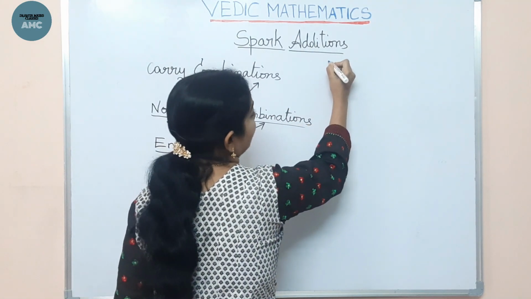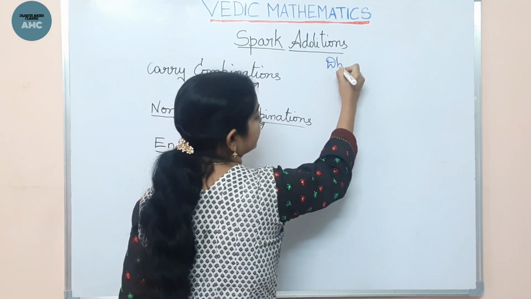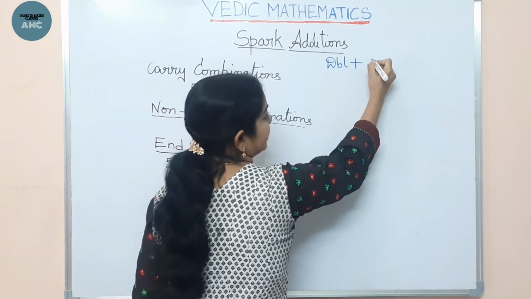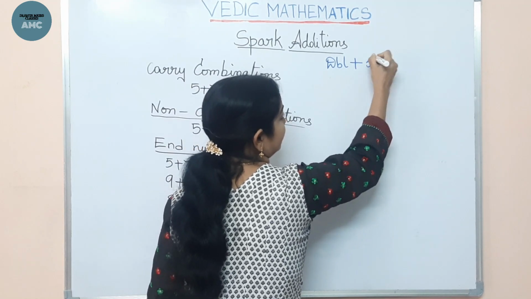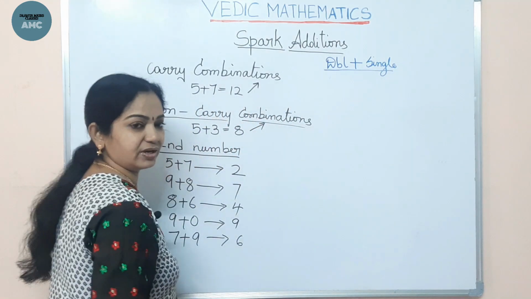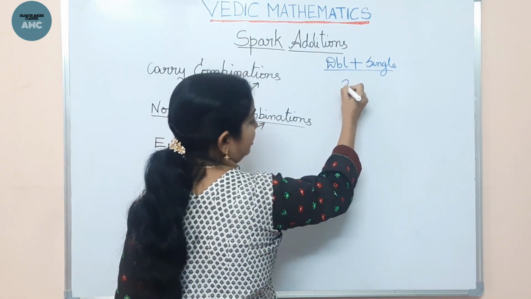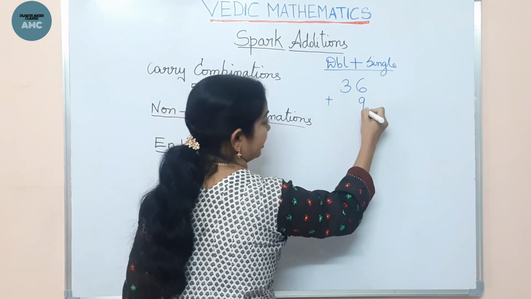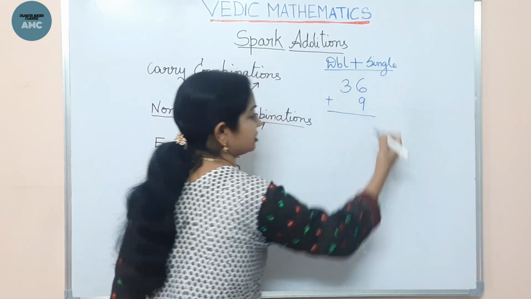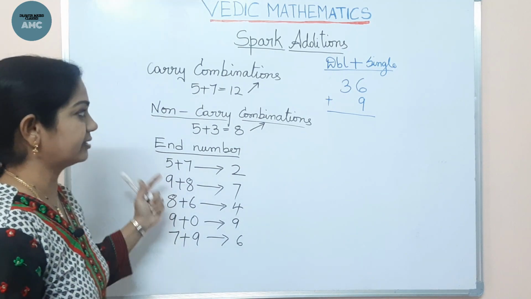Now I'll start with a double digit plus a single digit number. Let me start with the basics, right? Now let me take 36 plus 9. This is a double digit with a single digit. Now let's start the additions.